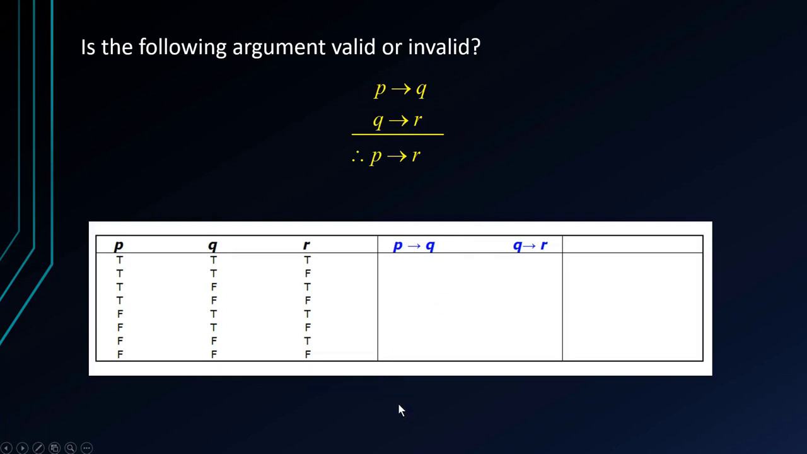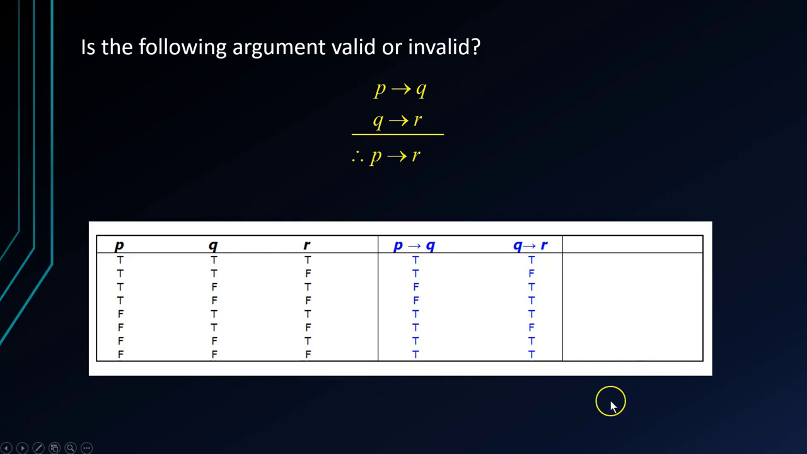And using the same methods we used before to come up with these truth tables, I'm looking at P and Q to figure out this one here. Basically, this will be true as long as either both P and Q are true or P is false. Same thing with Q and R here. So these are the truth tables you would get for these two statements.